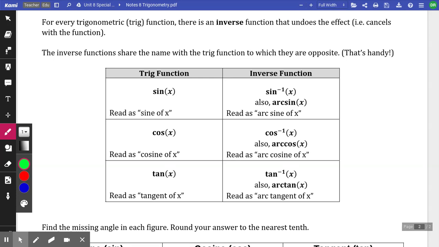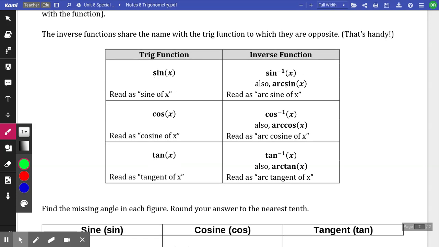So for every trig function you see, and we're going to keep it just the sine, cosine, and tangent here, there is an inverse function that undoes the effect of it. So in other words, there's a function that cancels with the trig function that you're using. So they're easy to identify because they use the same name as the trig function that you were applying. And so we see that in the table here. If you were using the trig function sine, the inverse of that is simply just sine inverse or arc sine.